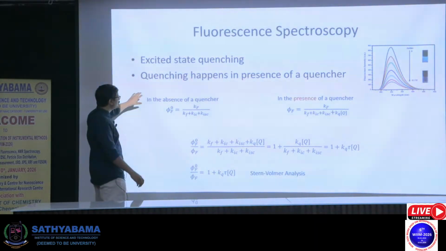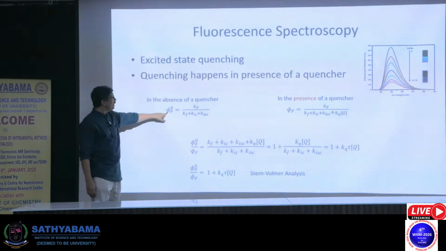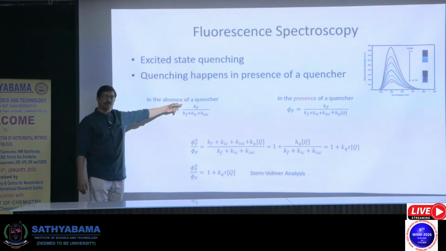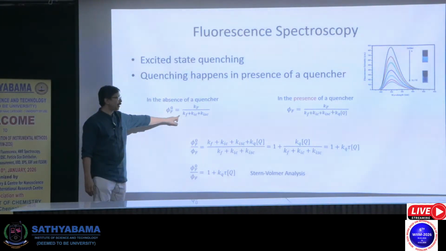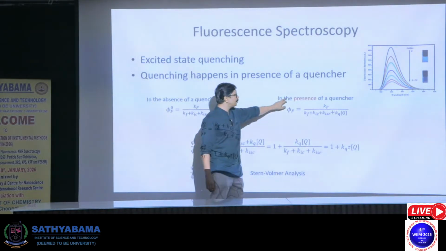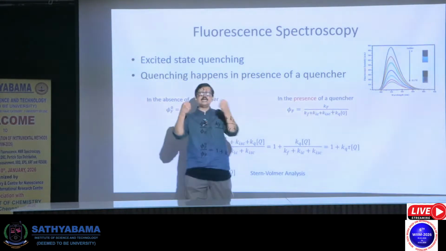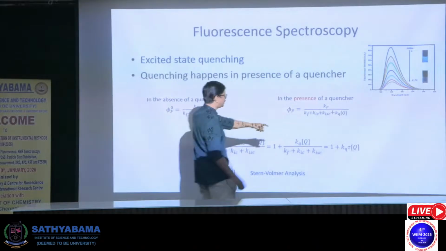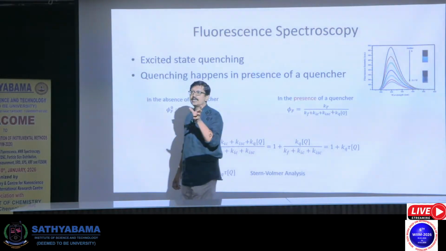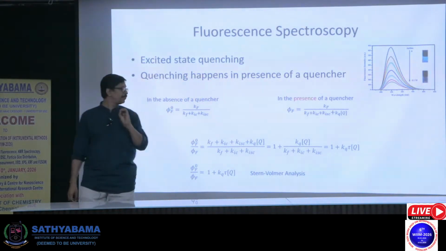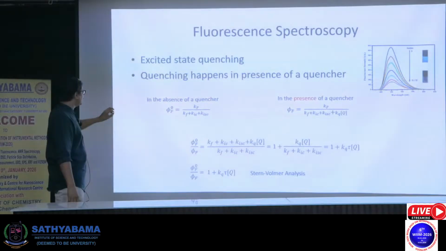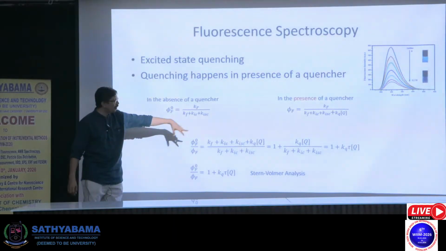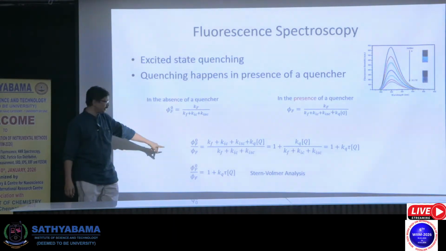In the absence of any external species, your quantum yield of fluorescence can be expressed as a ratio of the rate constant of fluorescence over the sum of all rate constants. Whereas in the presence of a quencher, the quencher interacts with your fluorophore in the excited state. So an additional component will come, which is called kQ[Q], the bimolecular interaction between the quencher and the fluorophore. If you take the ratio of these two quantum yields, you will get a very simple equation like y is equal to mx plus c, a straight line equation.